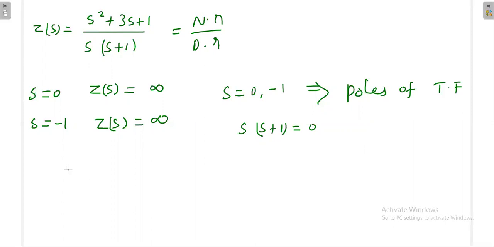So then just calculate s square plus 3s plus 1 equal to 0. Then what will be the values of s? The s value. Sir, what is the value of this one? Can somebody calculate this?